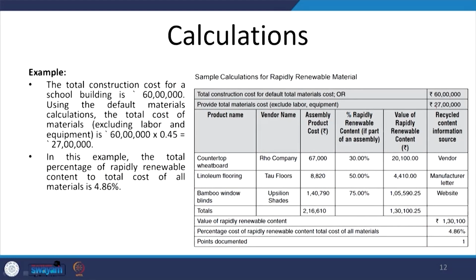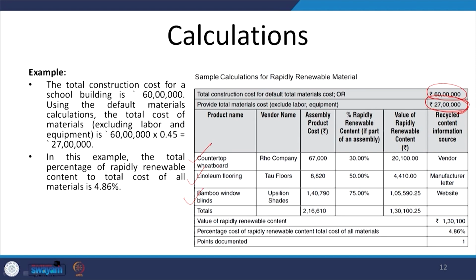So, if we look at the sample calculations, which are very similar to what we have seen, it is the same project for which we are doing all these calculations. If you remember, the total project cost was around 60 lakhs, of which we assume that 45% is the cost of materials. So, around 27 lakhs is the cost for the total building materials. Now, we identify the different rapidly renewable materials which can be used in the project and where they can be used.